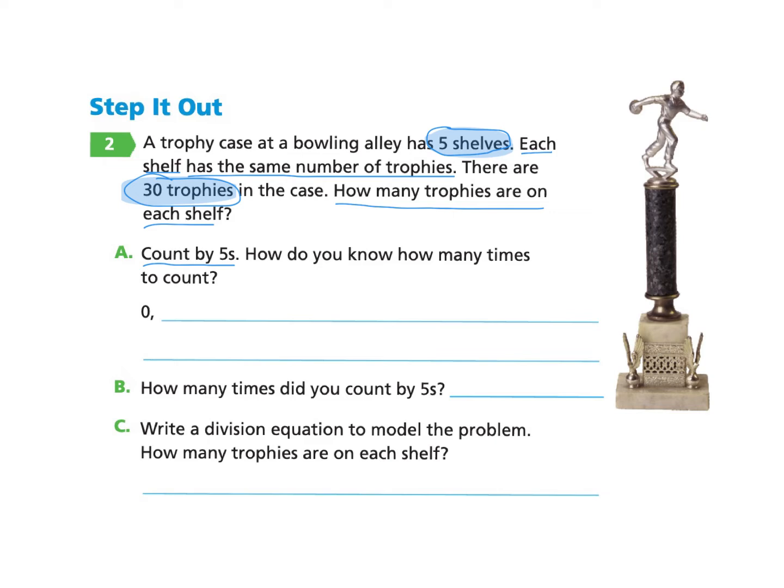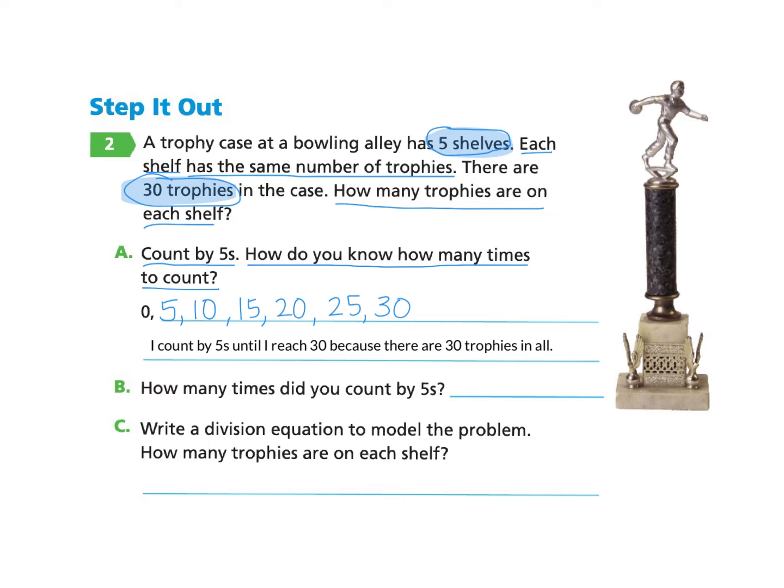If you would like to pause and try this on your own, you may do so and come back. And when you do, you'll find that we started at 0 and we count 5, 10, 15, 20, 25, and 30. And then we'll need to answer, how do we know how many times to count? And we can explain our thinking that I count by fives until I reach 30 because there are 30 trophies in all. Part B asks, how many times did you count by fives?